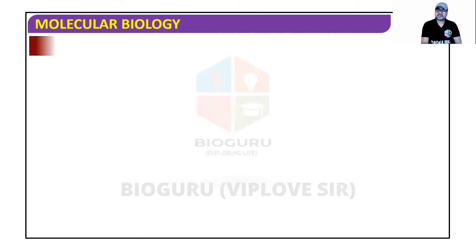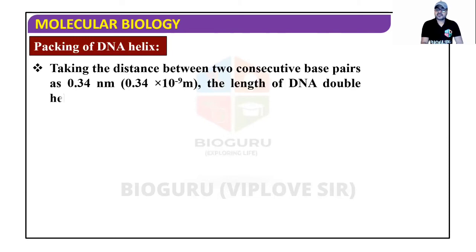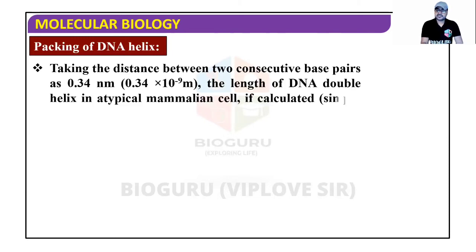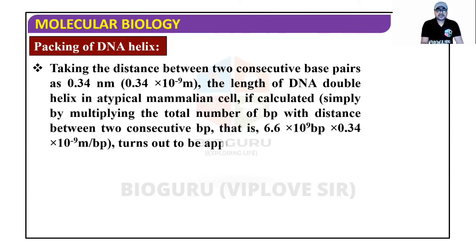So now packaging. Taking the distance between two consecutive base pairs as 0.34 nanometer, the length of the DNA double helix in a typical mammalian cell, if calculated simply by multiplying the total number of base pairs with the distance between two consecutive base pairs, that is 6.6 into 10 power 9 into 0.34 into 10 power minus 9 meter per base pair, turns out to be approximately 2.2 meters.